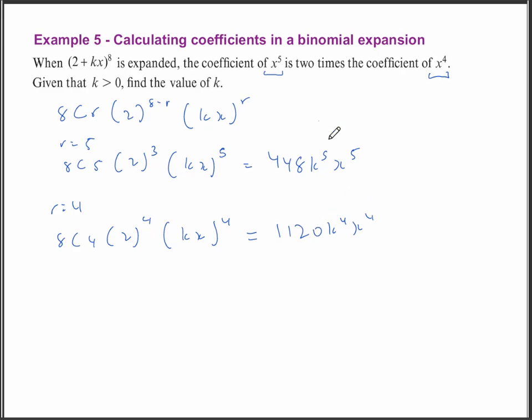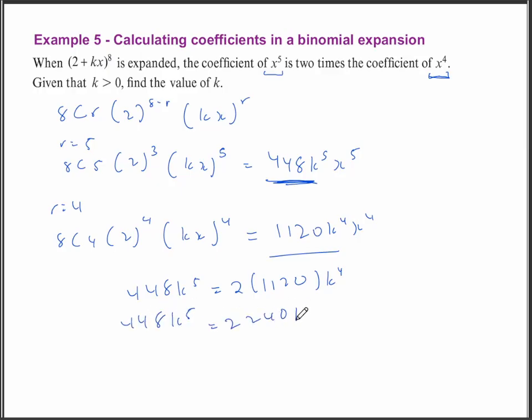Then we compare the two, where we know that the coefficient of x power 5 is 2 times the coefficient of x power 4. So 448 k power 5 equals 2 times 1120 k power 4. We can open the brackets here, so 448 k power 5 equals 2240 k power 4. And we want to solve for the value of k. We can take this to the other side. We end up getting 448 k power 5 minus 2240 k power 4 equals 0.